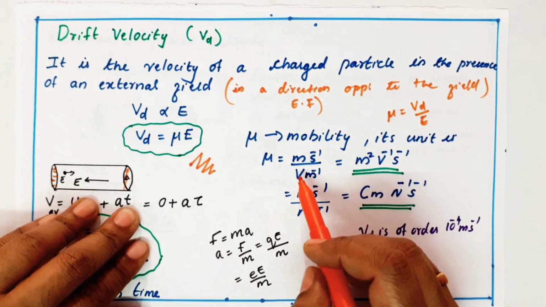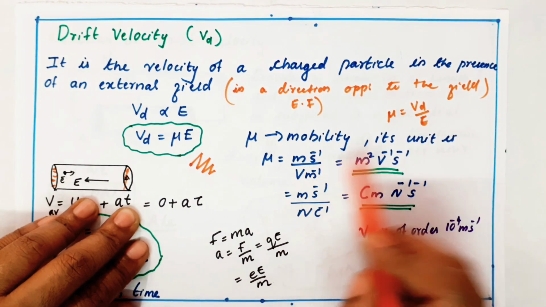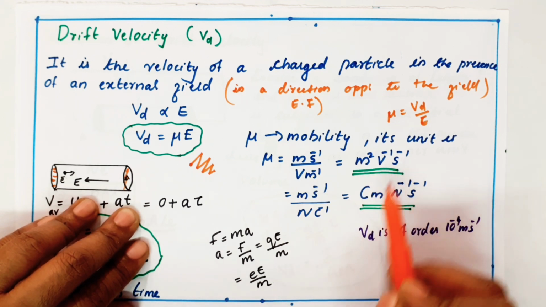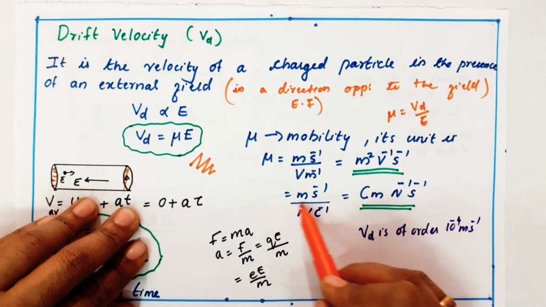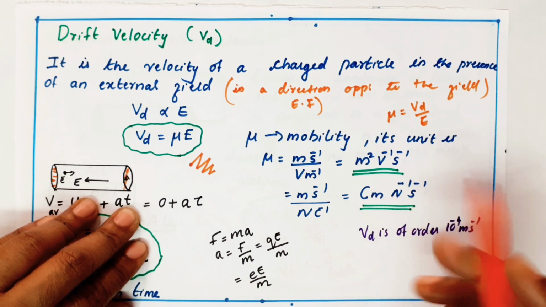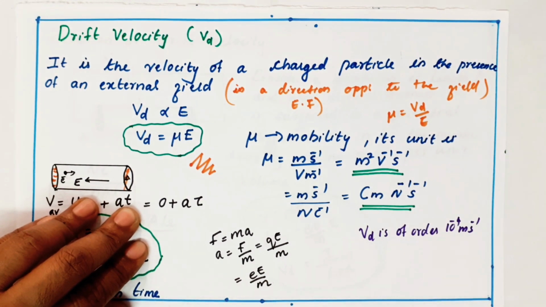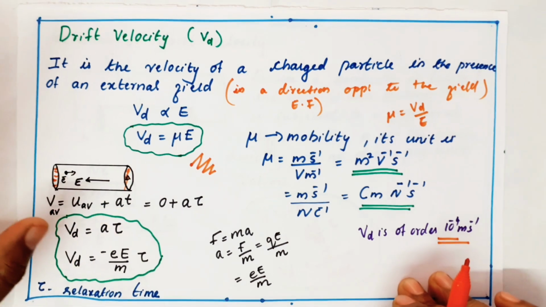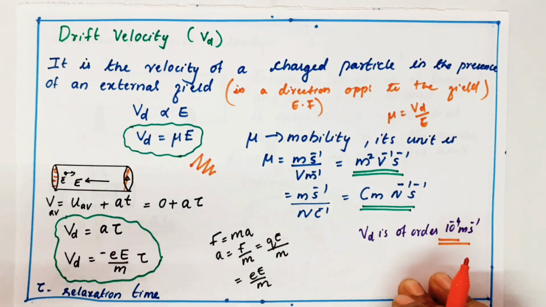And its unit we can write as: velocity is meter per second, electric field is volt per meter. So we can write meter square, volt inverse, second inverse. Or meter per second by Newton per Coulomb also we can write. So Coulomb meter, Newton inverse, second inverse. These are the units of mobility. And this drift velocity is very small, of order 10 power minus 4 meter per second. Very small. Although the velocity is very small, innumerable electrons are present in a conductor, because of that we can measure current.